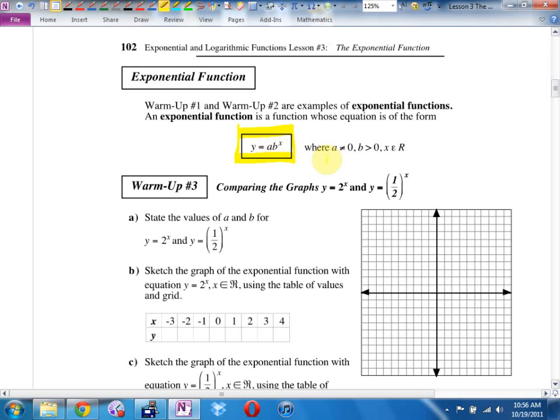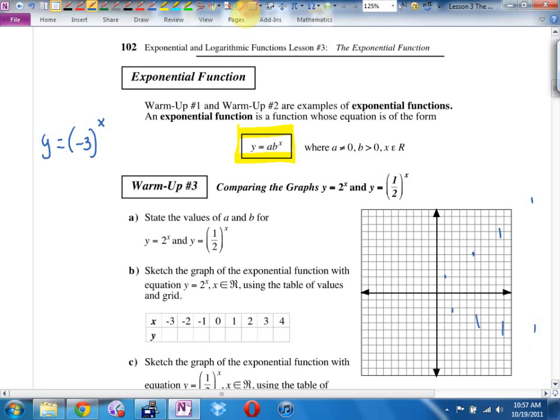Put your pencils down. Here's why you couldn't have this. Don't write this down. When this was even, your answer would be positive. When this was odd, you'd have a graph that was positive, then negative, positive, negative, positive, negative. I guarantee you, that's not giving you this shape. That's jumping all over the place. What would that graph look like? Try it on your calculator if you're bored sometime.